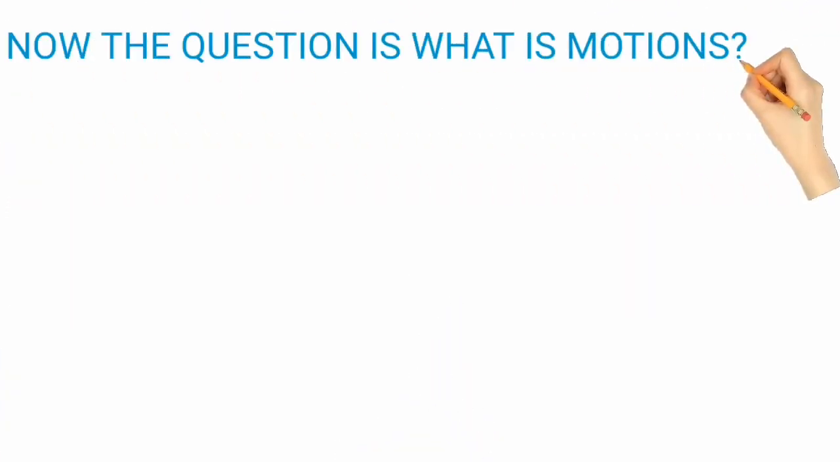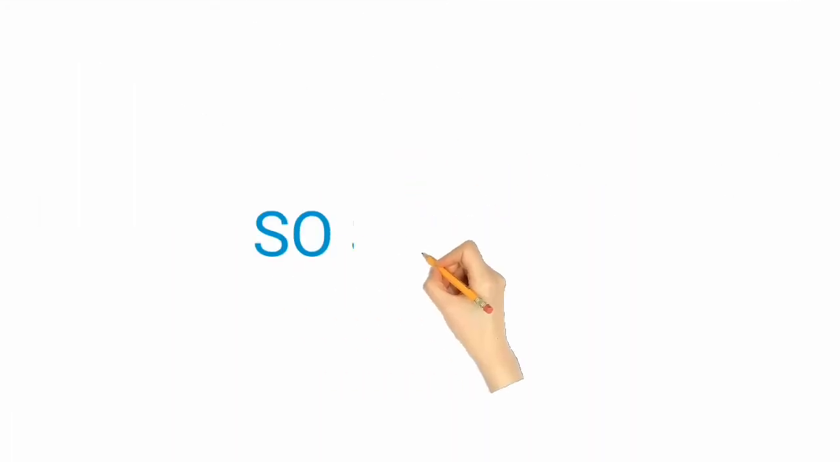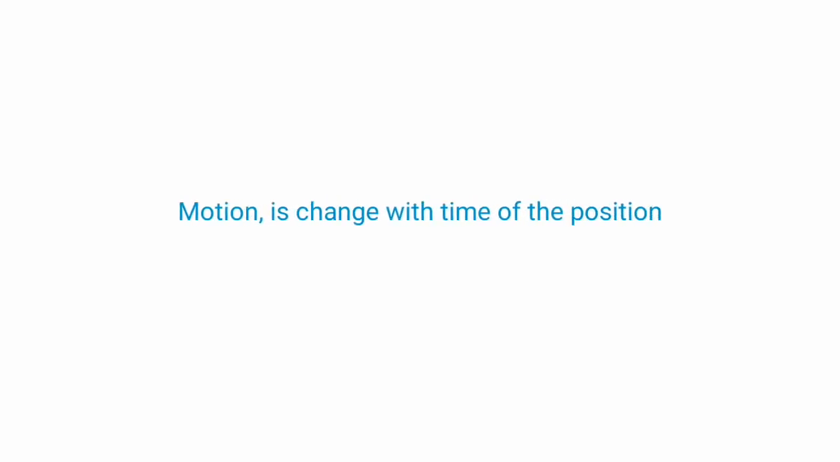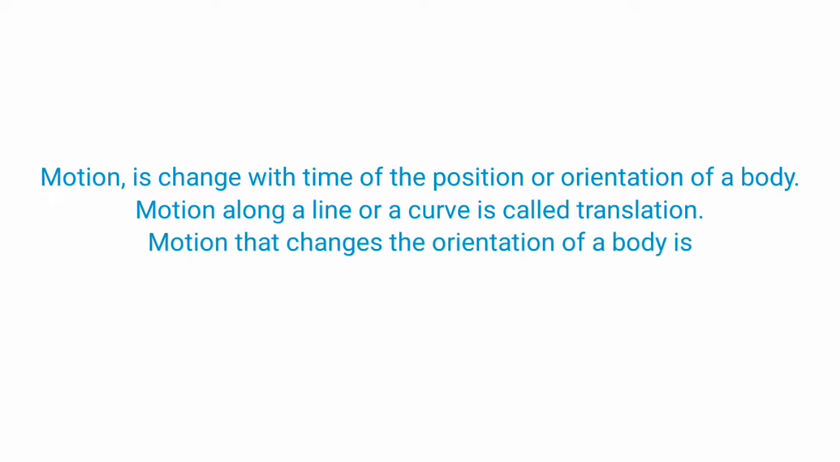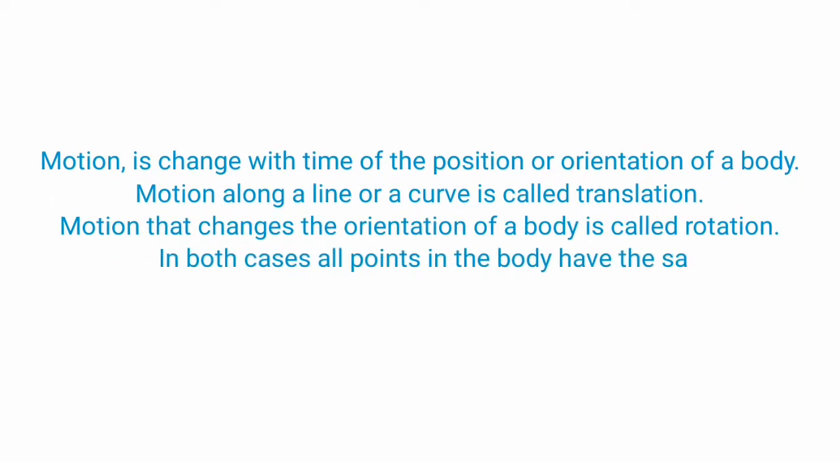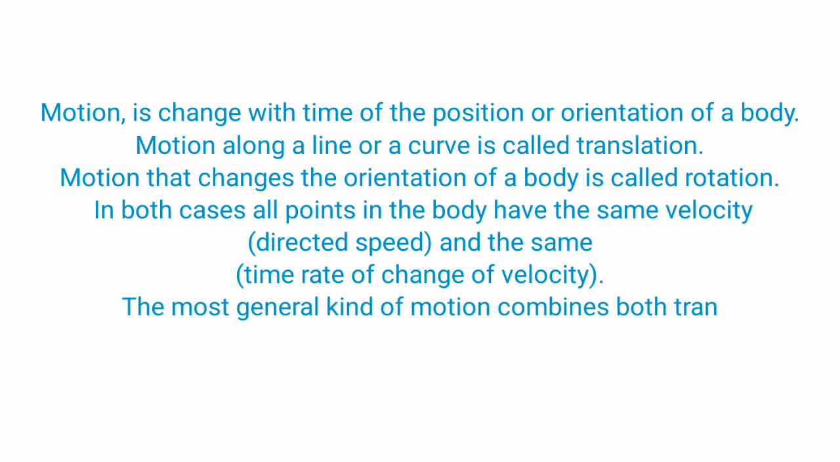Now the question is, what is motion? So simple. Motion is change with time of the position or orientation of a body. Motion along a line or a curve is called translation. Motion that changes the orientation of a body is called rotation.